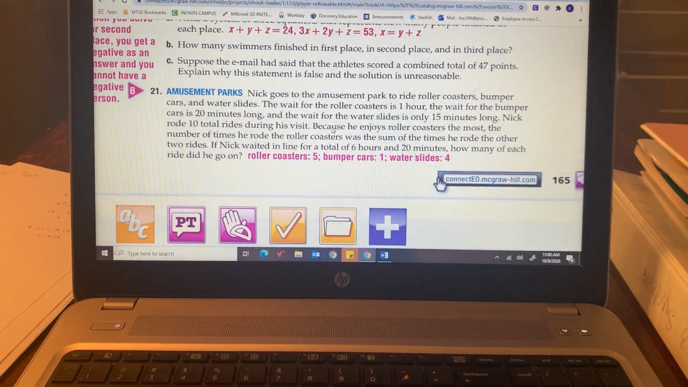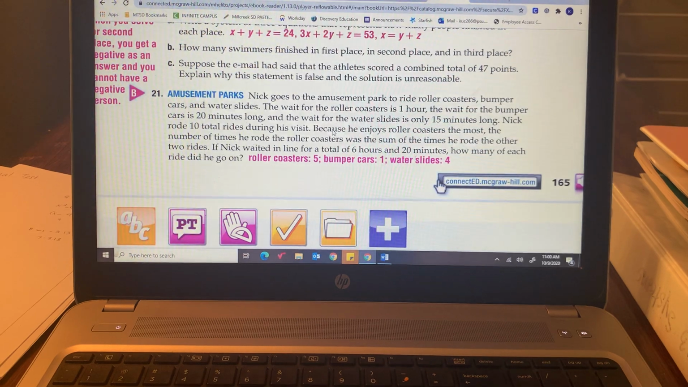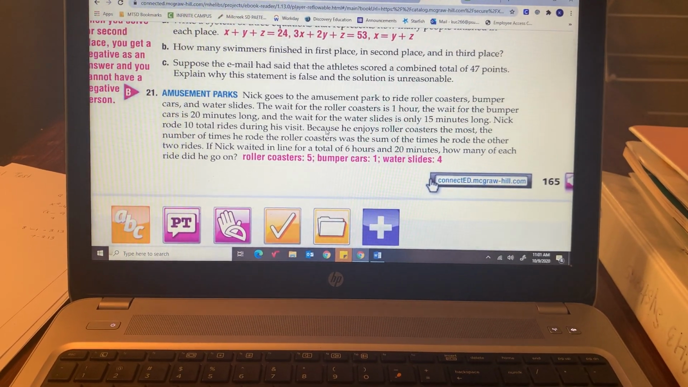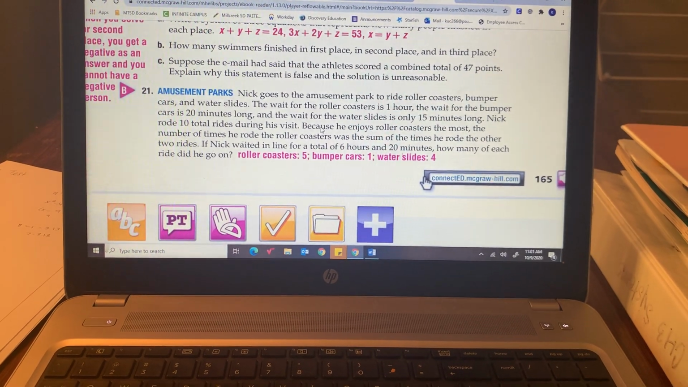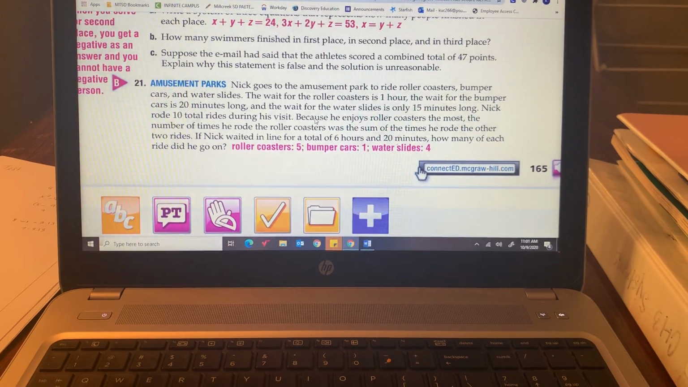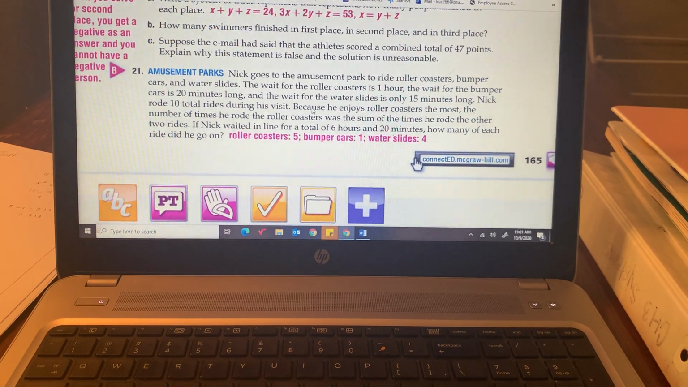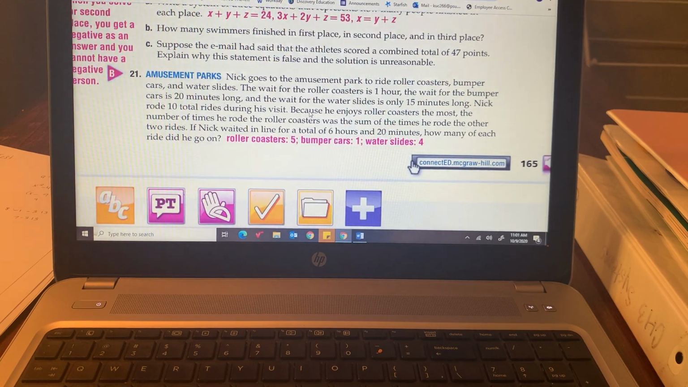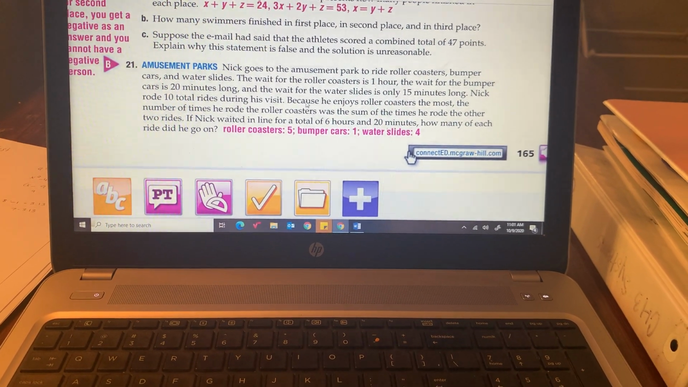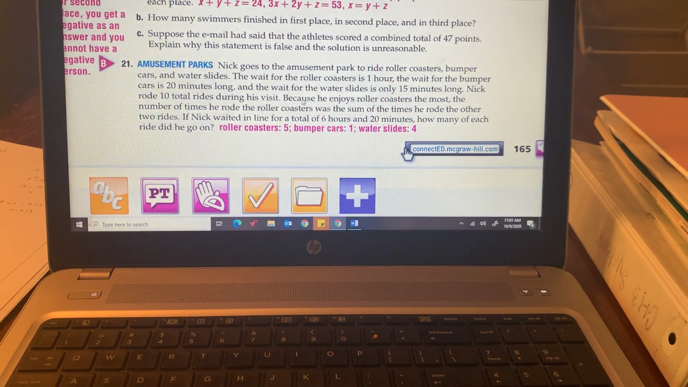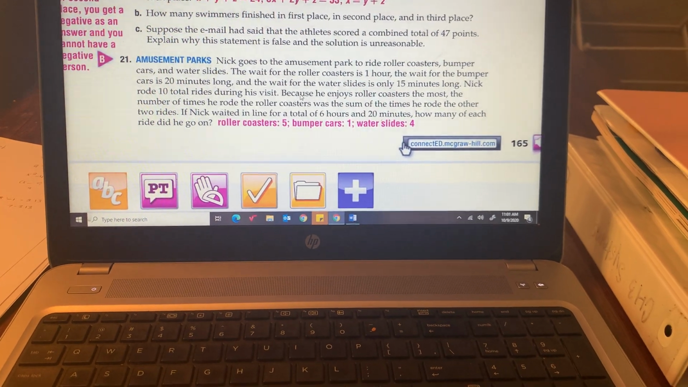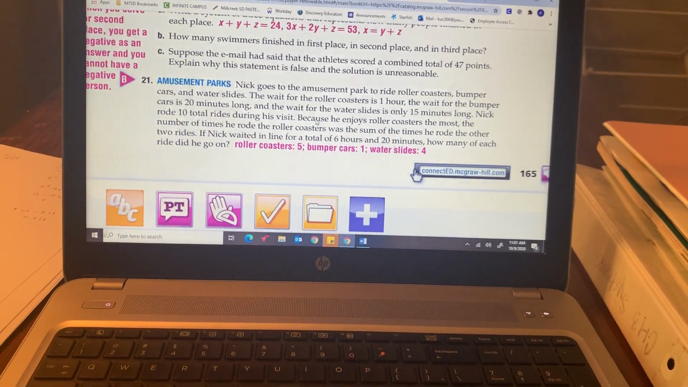Nick goes to the amusement park to ride roller coasters, bumper cars, and water slides. The wait for the roller coasters is 1 hour. The wait for the bumper cars is 20 minutes longer. The wait for the water slides is only 15 minutes long. Nick rode 10 total rides during his visit. Because he enjoys roller coasters the most, the number of times he rode the roller coasters was the sum of the times he rode the other 2 rides. If Nick waited in line for a total of 6 hours and 20 minutes, how many of each ride did he go on? Whew. Okay, let's break down this information.